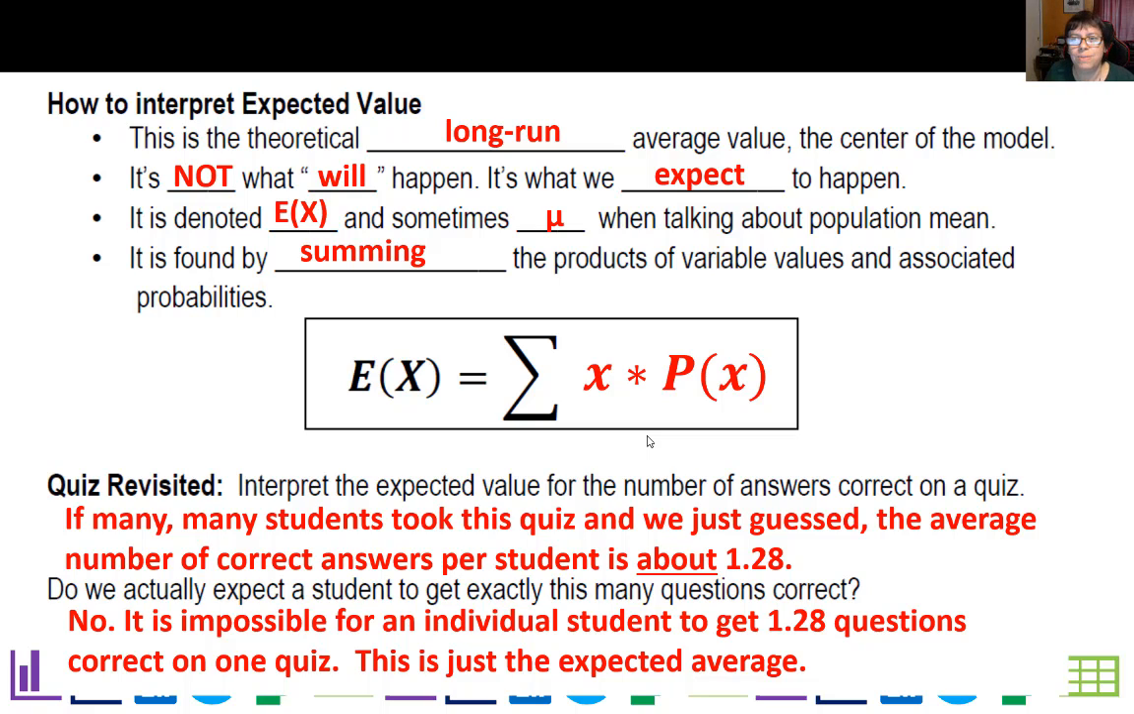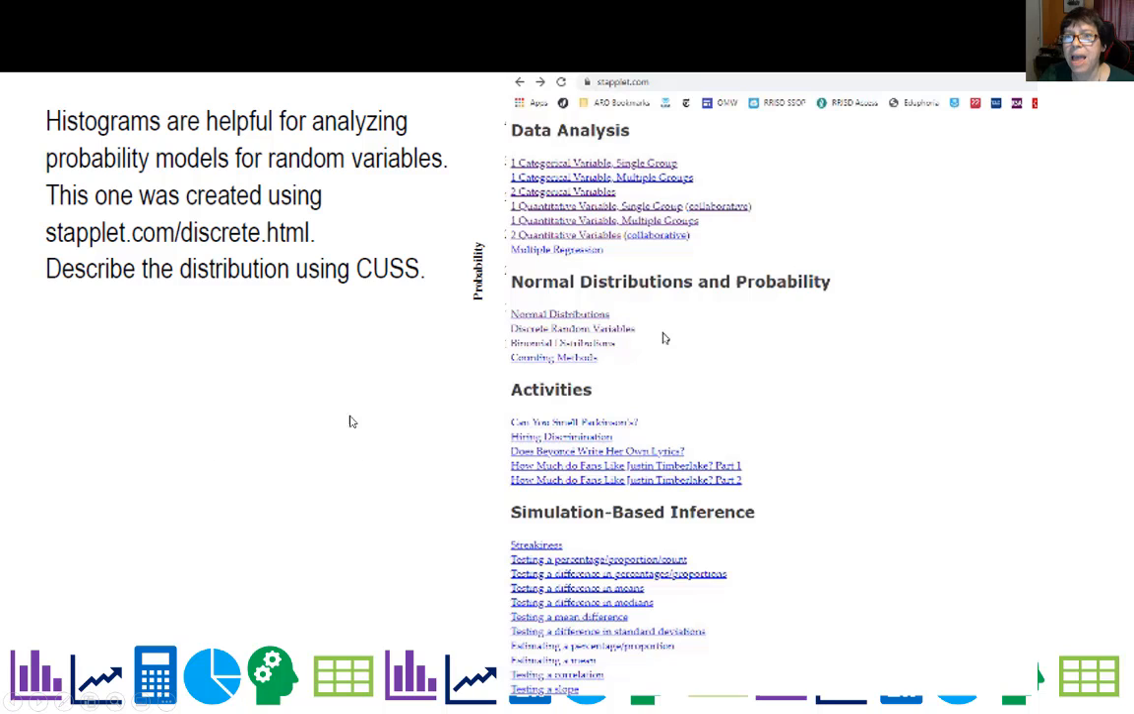It's just the expected average over many trials. All right, now I'm going to give you a great tool, Stapplet. It has a discrete variable function, all right? And we can use it to create histograms, and it will also calculate your mean and your standard deviation. So let me go ahead and show you.